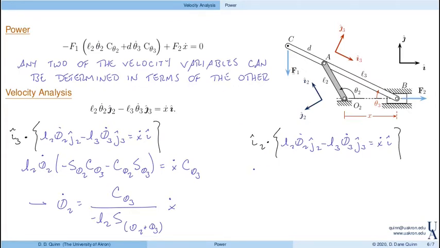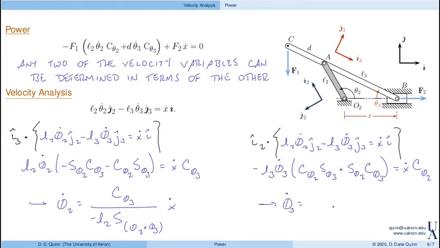Okay. Well, we end up with L3 theta 3 dot I2 dot J3, which is cosine of theta 2 sine of theta 3 plus sine of theta 2 cosine of theta 3. Again, that's taking dot products of different directions, equals x dot I2 cosine of theta 2. So once again, I can solve for theta 3 dot.